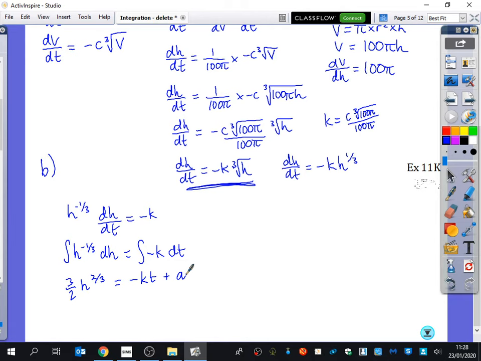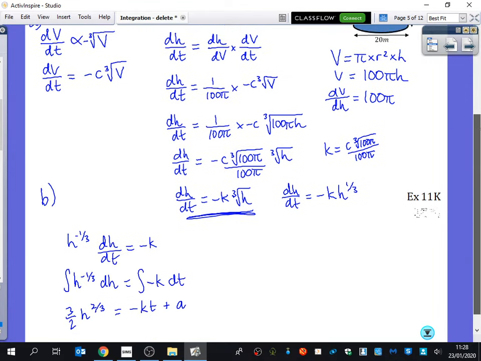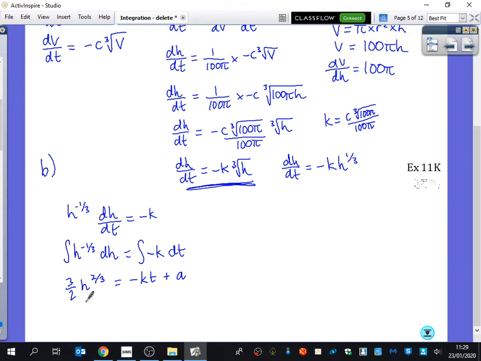So all we need to do is make h the subject, because if you look at what they said, I know this is confusing, but they just want it to be h equals something. And remember, we're not ever going to get a p or q coming up in our question, because we don't have p and q. We're hopefully going to have a constant minus another constant times t to the power of 3 over 2. So we now have multiplying everything by 2 and dividing by 3.